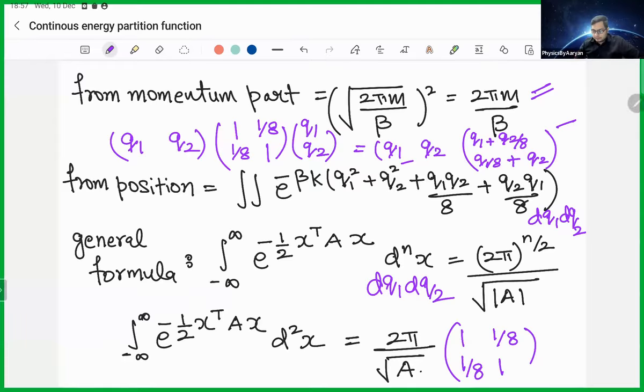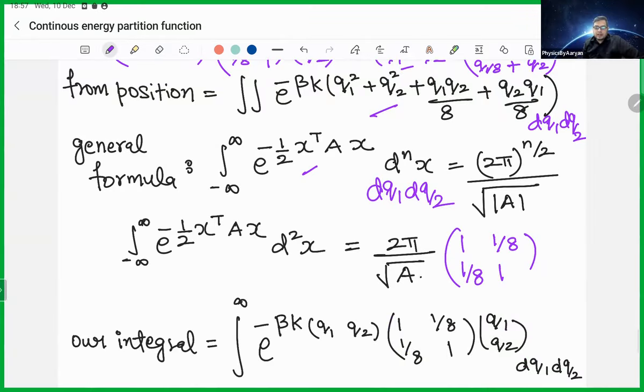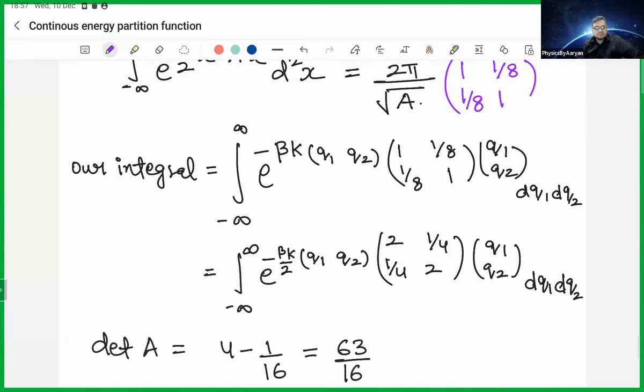Can you tell me what is the difference between this and this? There is a small difference. There is one constant difference. What is that? Half. You see there is a half here, but in this case you don't see any half outside. So I need half outside. If I take half outside, do you think my A matrix, which was this, will actually become this?